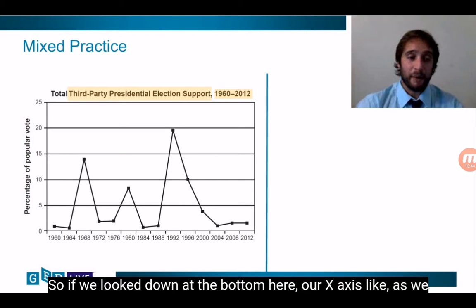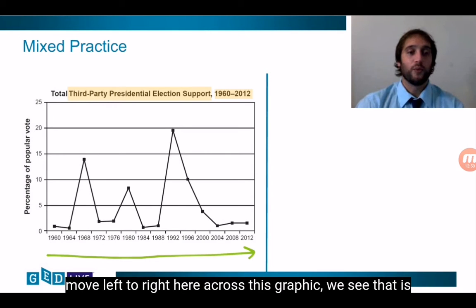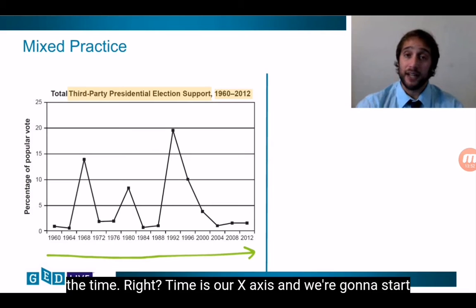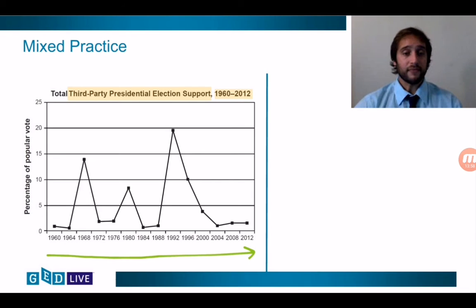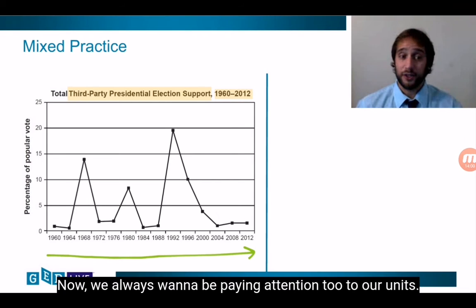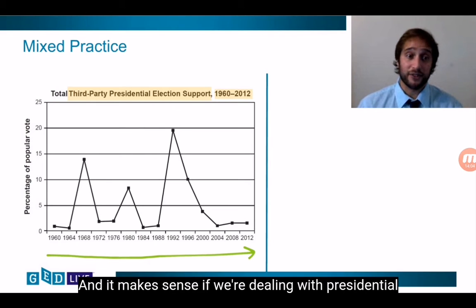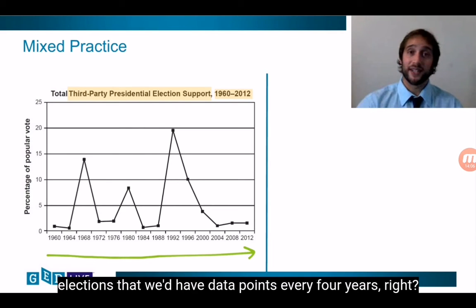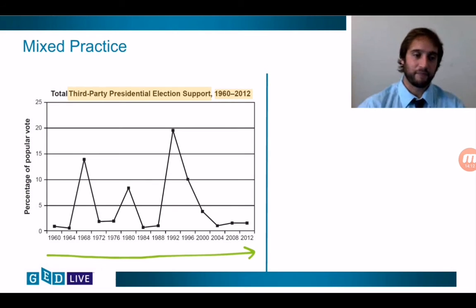So if we look down at the bottom here, our x-axis, right, as we move left to right across this graphic, we see that is the time, right? Time is our x-axis. And we're going to start in 1960 and go to 2012. Now, we always want to be paying attention to our units. And it makes sense if we're dealing with presidential elections that we'd have data points every 4 years, right, when these elections occur. And so hopefully we note that that's how this graph is moving.